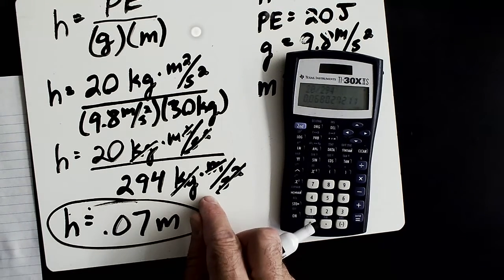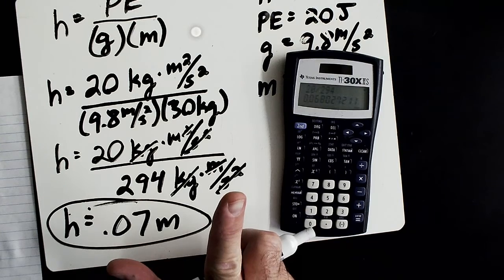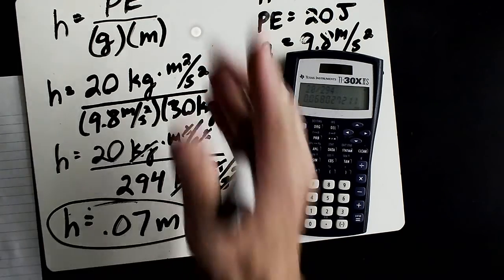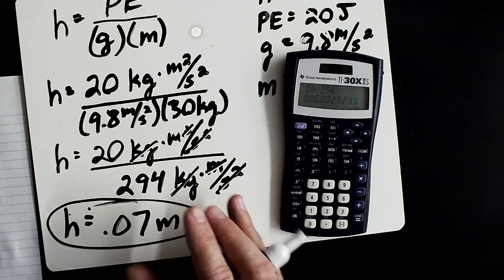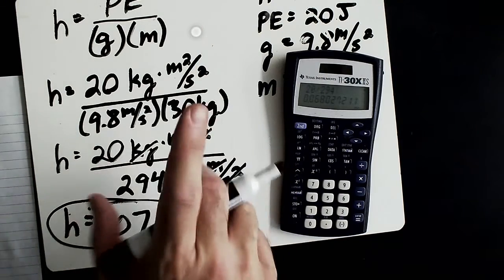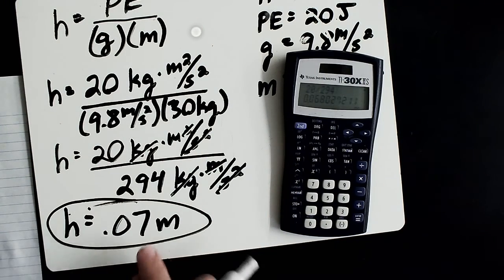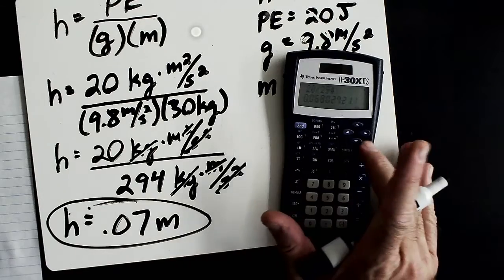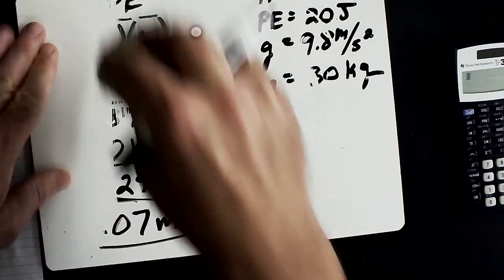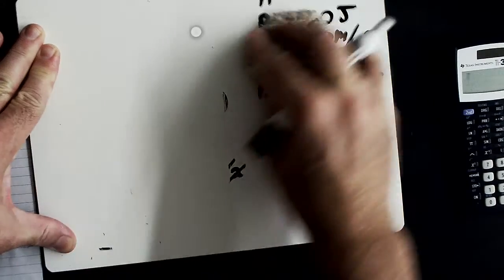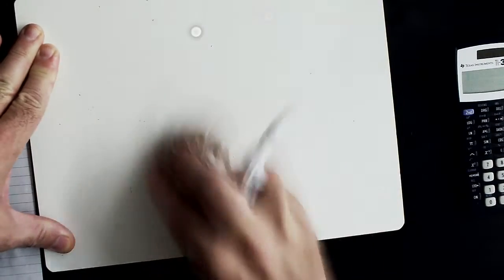Okay, it's all about keeping track of your units and doing one order of operations step at a time. Okay, this looks complicated when it's done. Like this looks awful when it's done, but it's because we've gone through all the little tiny steps to get the correct answer. Okay, so another equation they're going to give you is the kinetic energy equation.